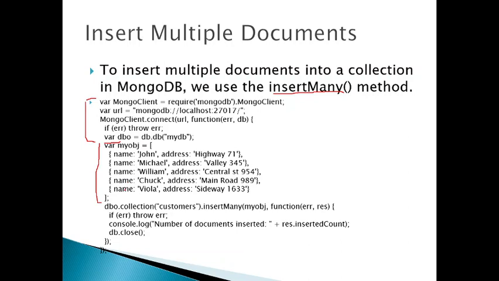And what we are doing, we are calling dbo.collection, the customers dot insertMany, and we are passing the objects. The difference is, in the last slide there was only insertOne. In this case, we are replacing one with many, and we are creating an array of objects instead of a single object. By doing this, we are inserting 5 new documents with independent underscore IDs.